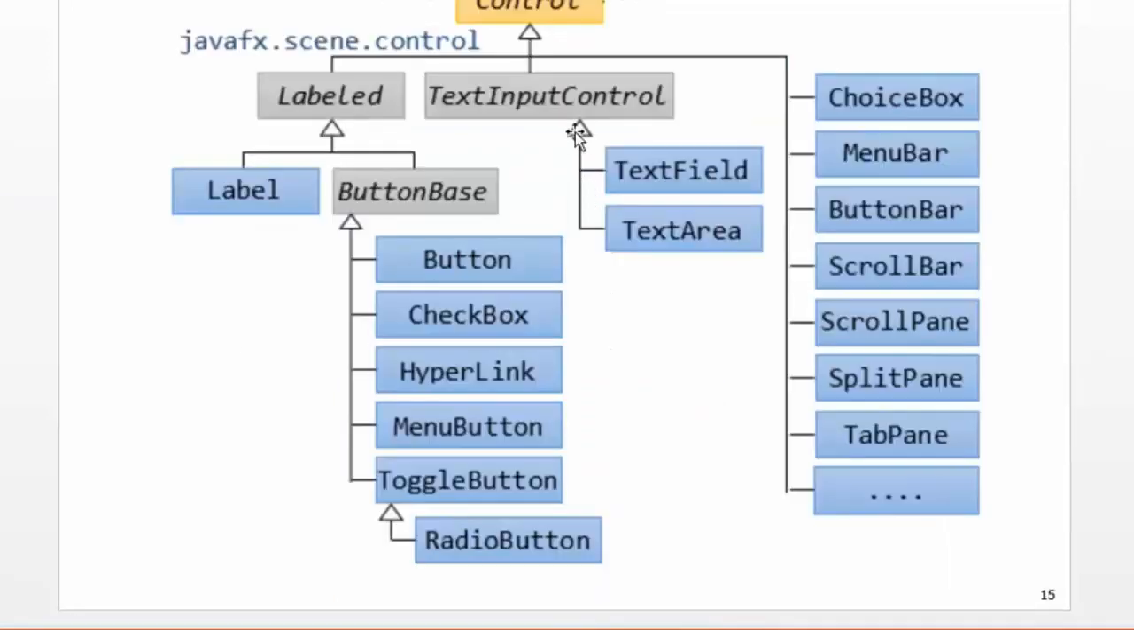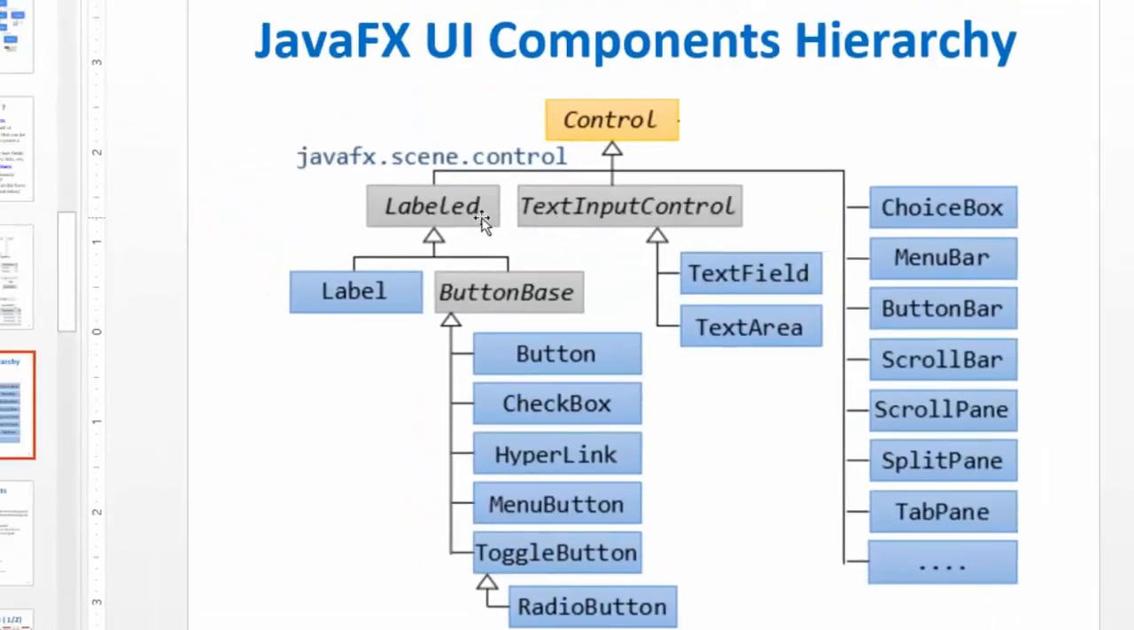Those controls can be categorized like labeled. Labeled, we have label and buttons. There are so many buttons. Button, checkbox. Hyperlink is a button. Menu button. Toggle button. We'll see all of them. Now text input: a text field and text area.